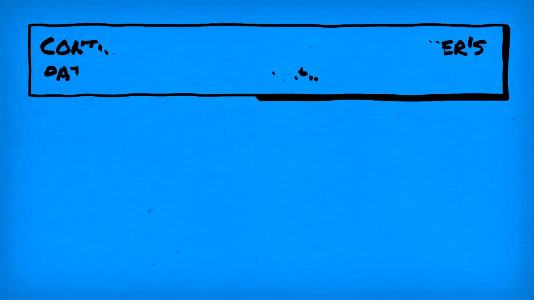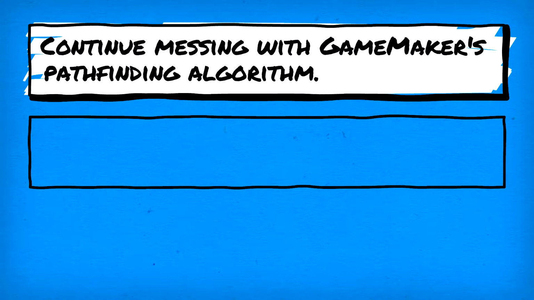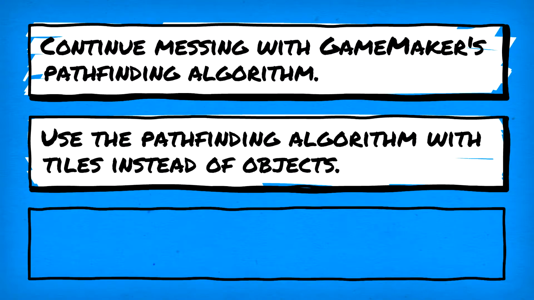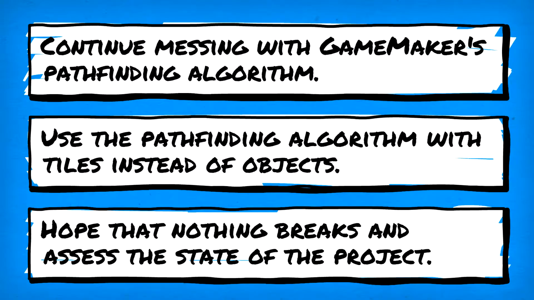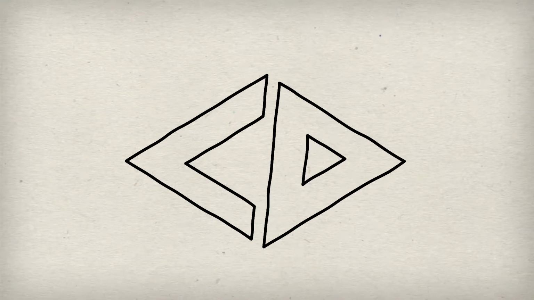Today we're going to continue messing with GameMaker's pathfinding algorithm. We'll do this by learning to use said algorithm with tiles, because as we've already learned, tiles are much more performance friendly than objects. We'll do our best to not break anything, and if we're successful, we'll assess whether we want to continue pursuing the larger potential vision I've got brewing in the old noggin. Sounds like a plan, so let's get to the coding.